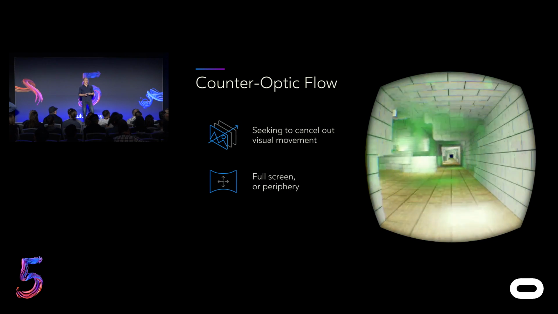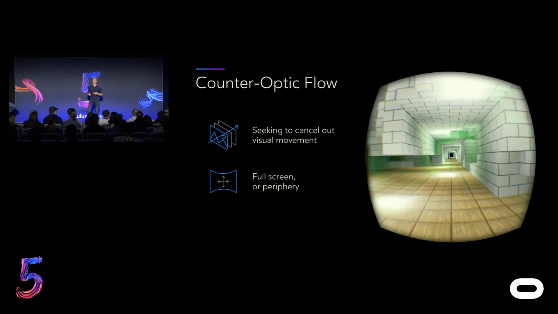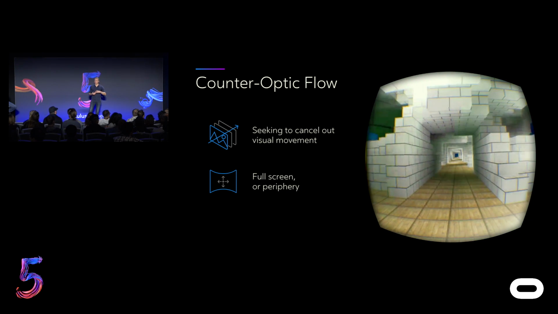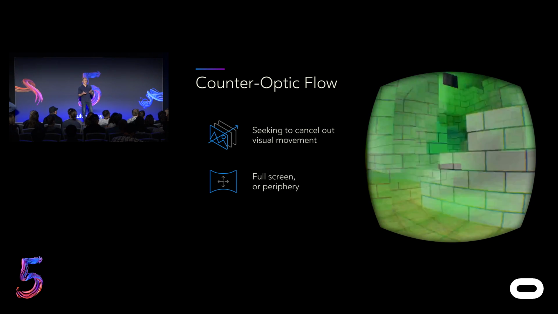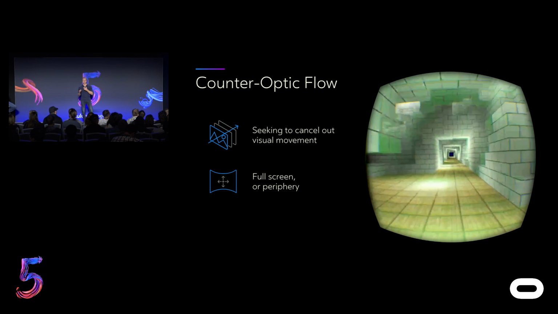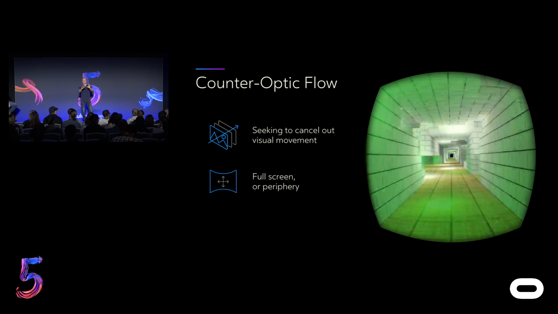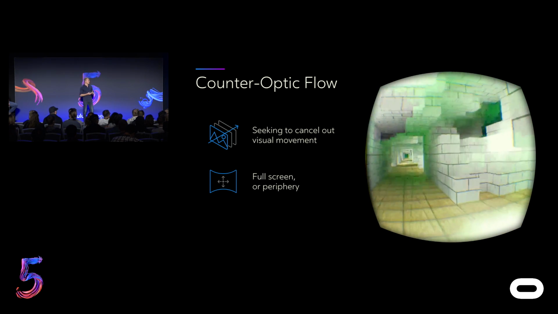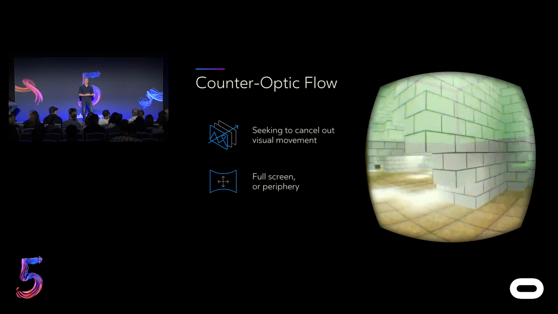Another way of mitigating, of stopping this conflict between your visual system and what you're actually feeling, is counter-optic flow. What this does is it seeks to take the opposite of the graphics you're seeing, in this case like a mirror image of the graphics, and flow them the other way. So as you're locomoting through the world, you flow a transparent version in the opposite direction. It seeks to cancel out that optic flow that is creating that mismatch between your visual system and your inner ear.